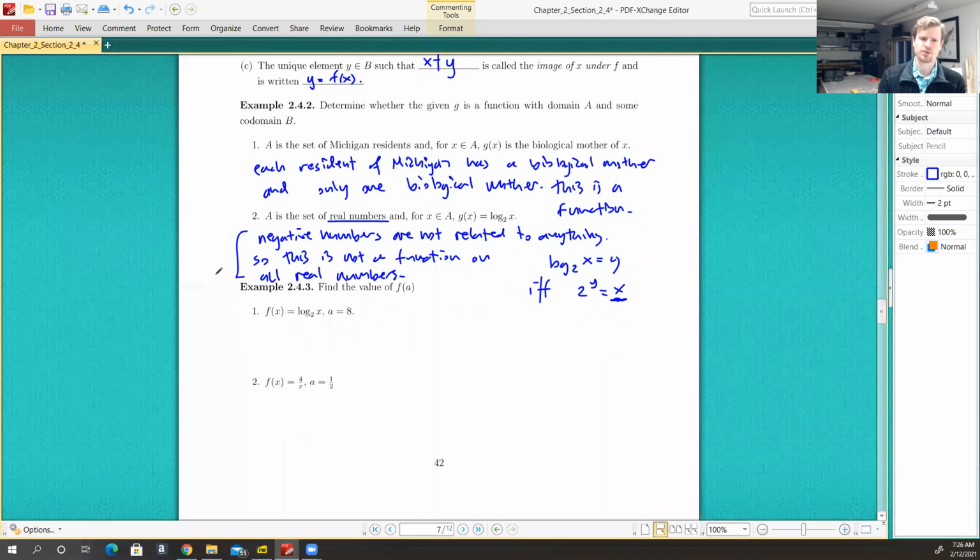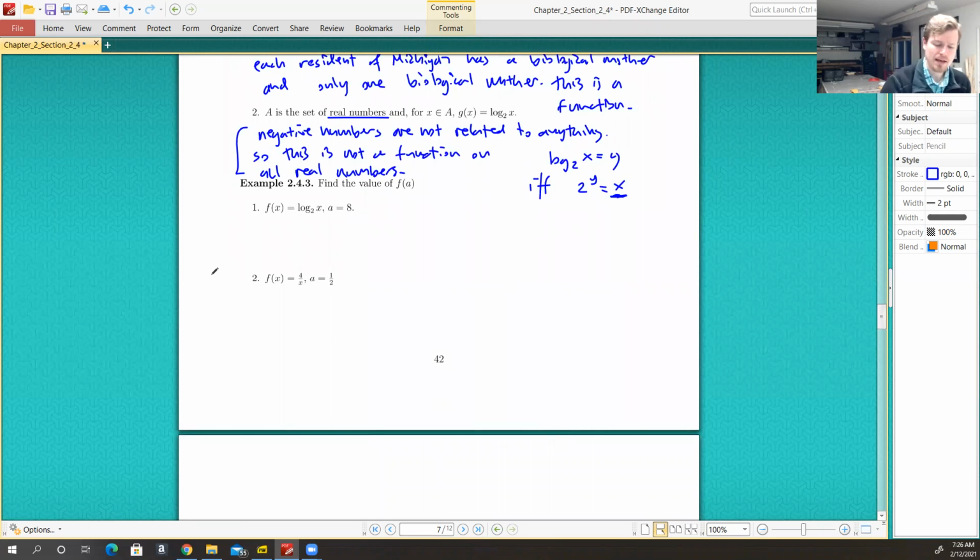So for many functions that you are already familiar with, they have a domain that's frequently not set. The implied domain is simply whatever you can plug in. And for the logarithm base 2, that's positive real numbers.